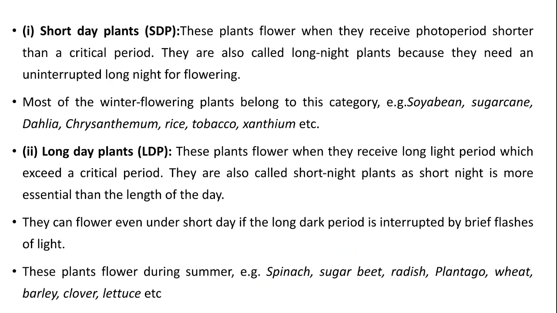Then long day plants require a long day or long light period and a short night period for flowering. They can flower even under short day if the long dark period is interrupted by brief flashes of light, because they require a short night period. These plants flower during summer, such as spinach, sugar beet, radish, plantago, wheat, barley, clover and lettuce. These are long day plants.